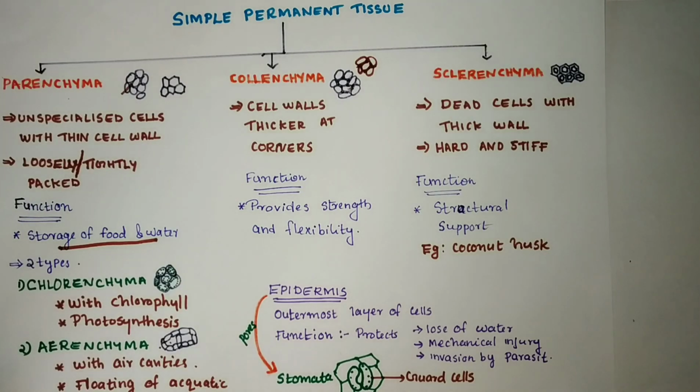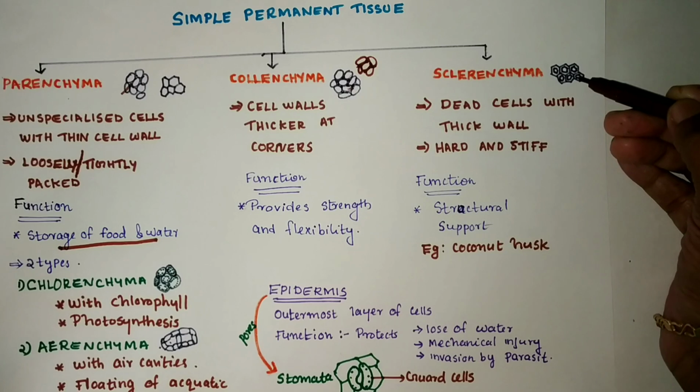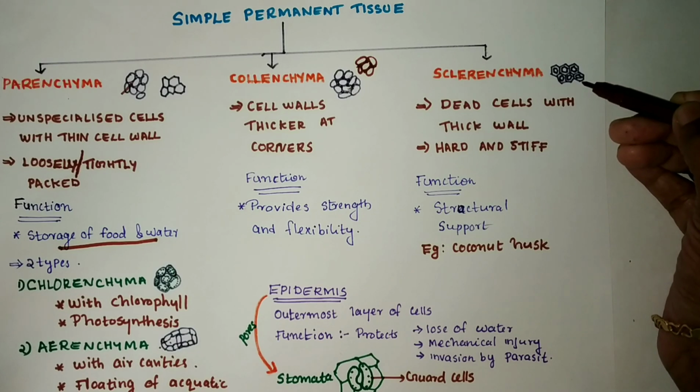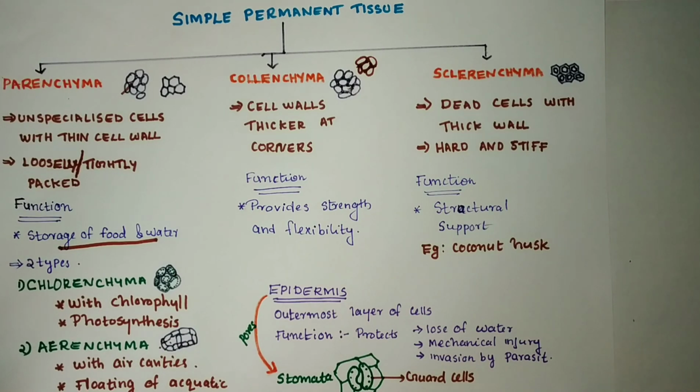Then sclerenchyma is the next type of cell. They are thickened cells and they are dead also. Because of the deadness, they are hard and stiff. They provide mechanical support to the plants. Example, coconut husk.